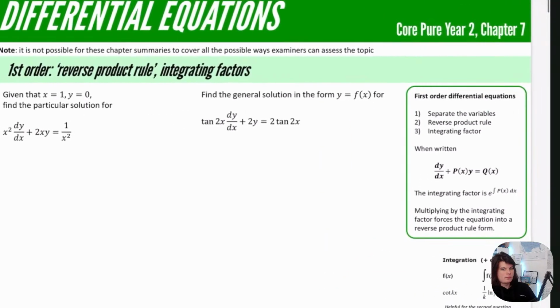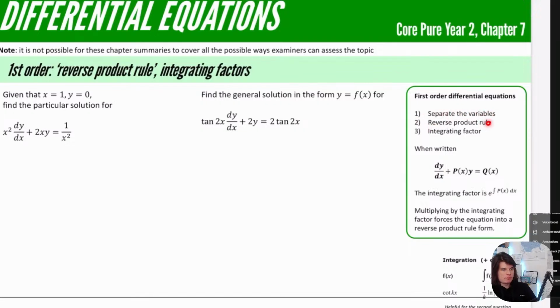So we have two questions here. And the reason I've written them in this order of three things is the first thing you should always check for, though it would be very, very rare for it to happen, is whether you can separate the variables. Then you should check if it's ready for a reverse product rule, and then you should do the integrating factor.